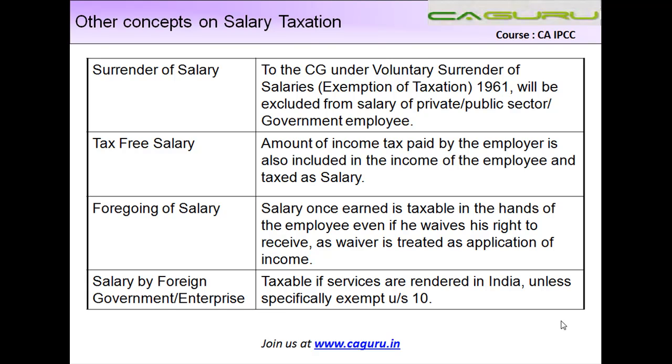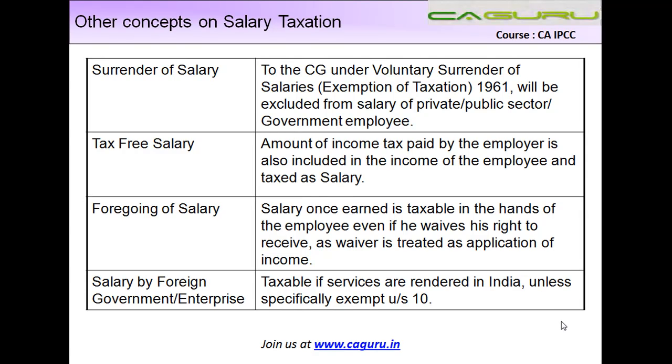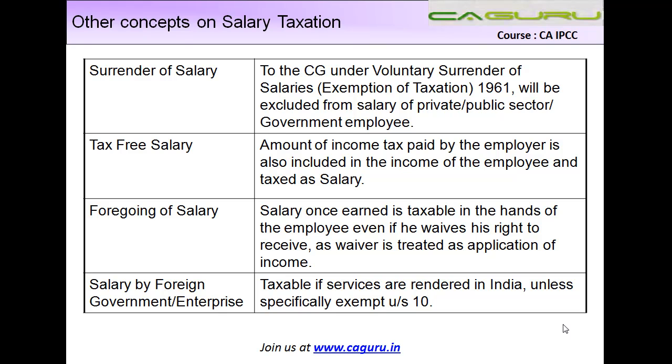Okay, so now let us see some other concepts relating to the taxation of salaries. The first one is surrender of salary. Suppose I earn certain income as salary. However, if I surrender this income to the central government, and I'm reading on the right side of column 1 or row 1, to the central government under voluntary surrender of salaries, exemption of taxation 1961 will be excluded from the salary of private/public sector/government employee.